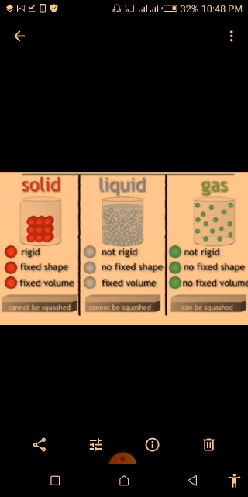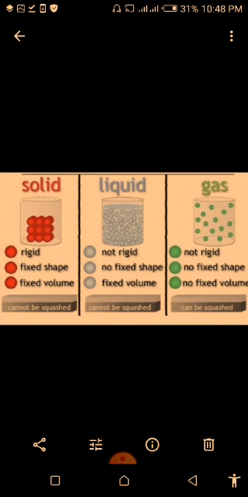The second state of matter is liquid. The particles of liquids have a very little space between them. That's why they can slide over each other, and therefore they do not have a fixed shape. They assume the shape of the container in which they are kept, whether you keep them in a glass, a bottle or any other container. But liquids have a fixed volume. That's why liquids have fixed volume but not fixed shape.